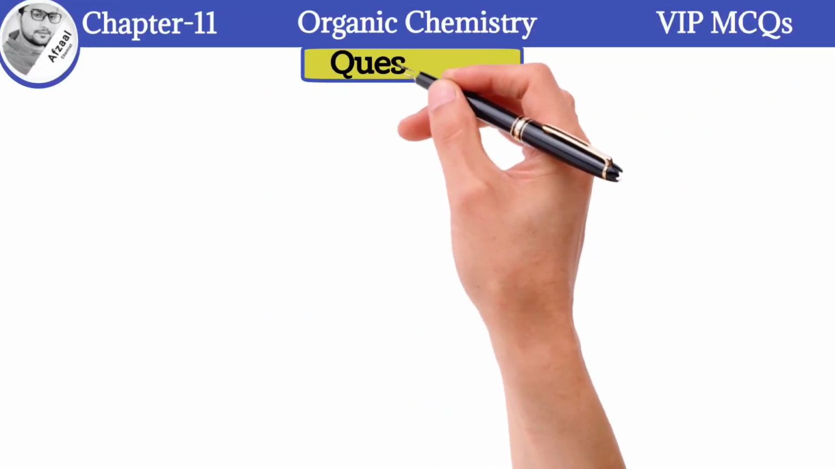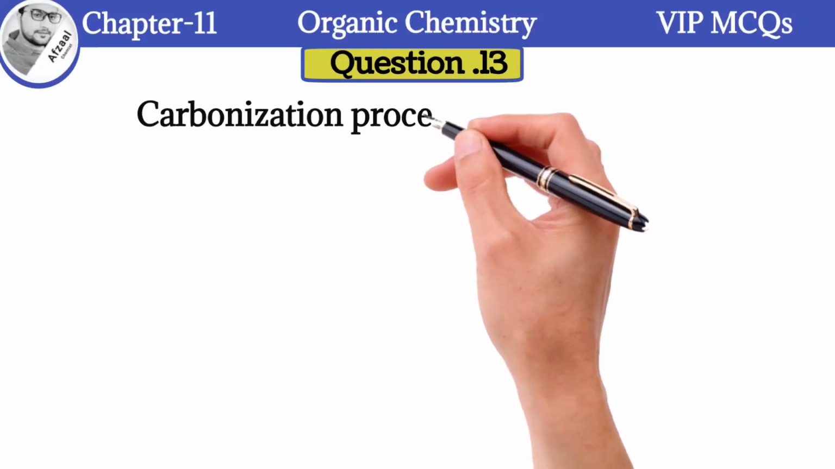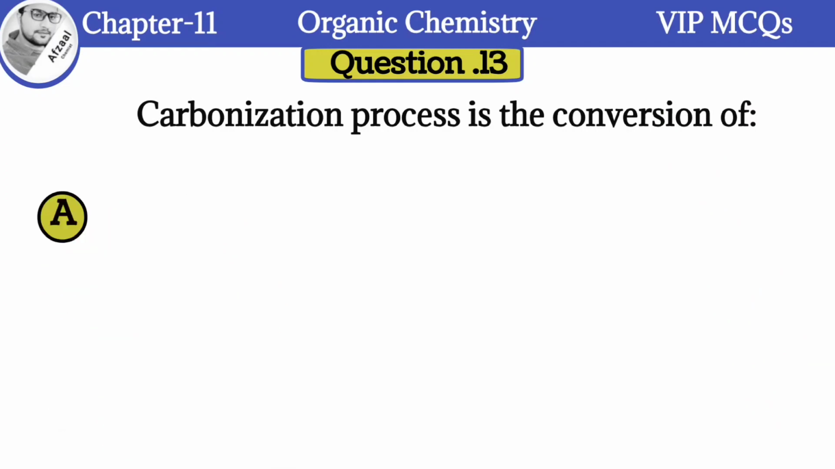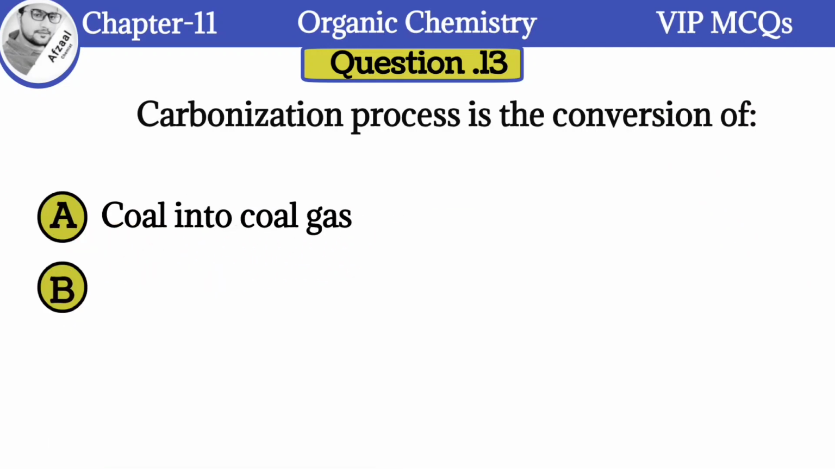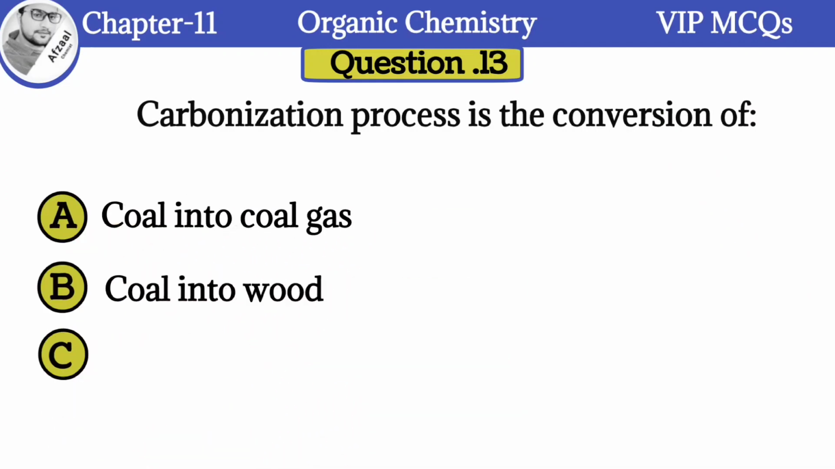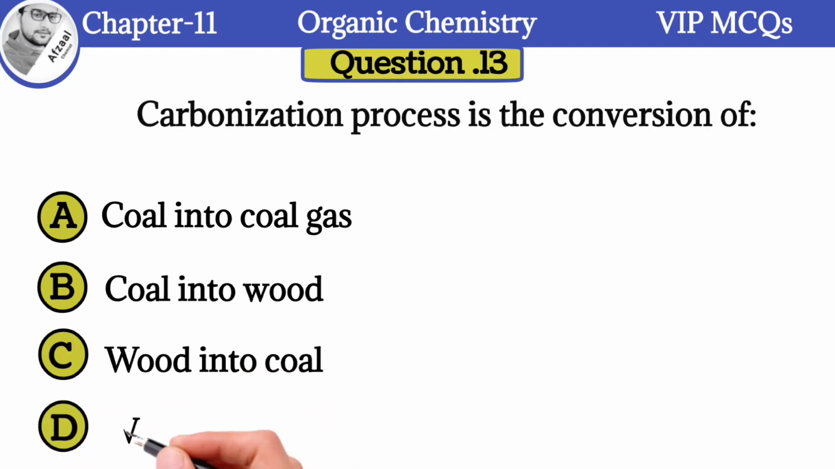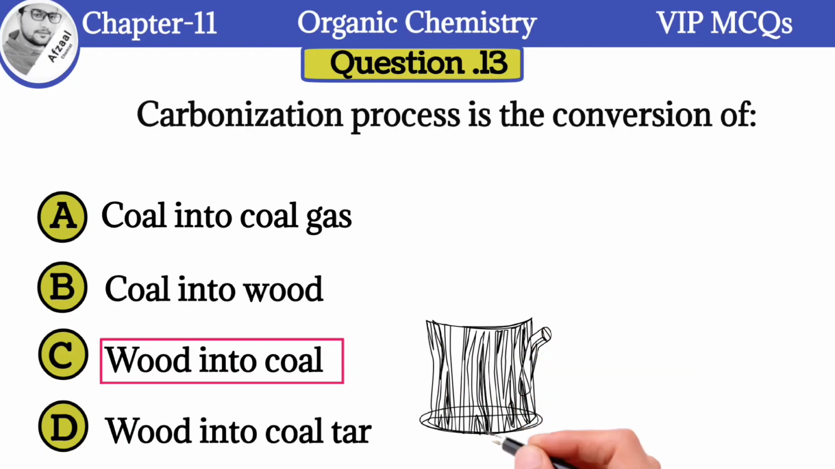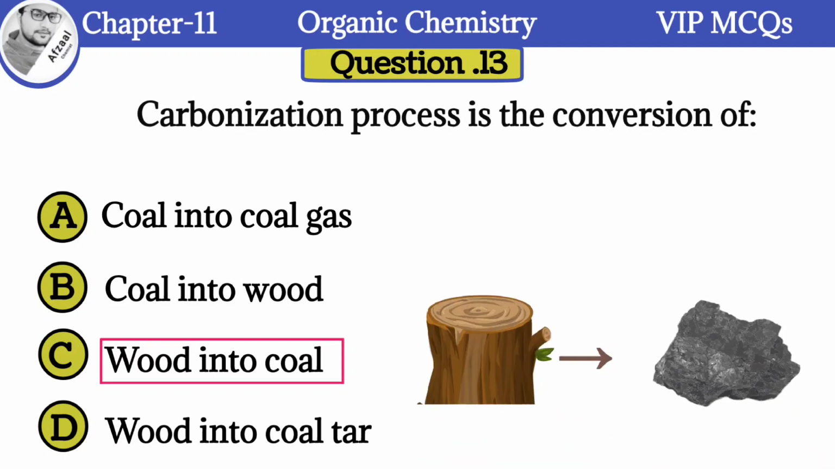Question number 13 is, carbonization process is the conversion of: option A is coal into coal gas. Option B is coal into wood. Option C is wood into coal. Option D is wood into coal tar. The correct option is C. The conversion of wood into coal is called carbonization.